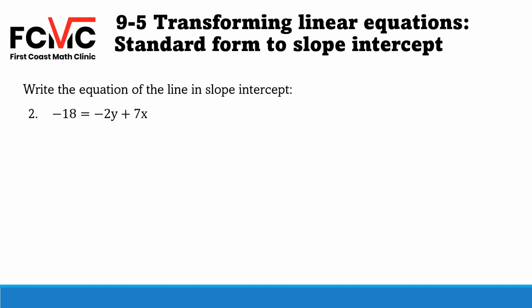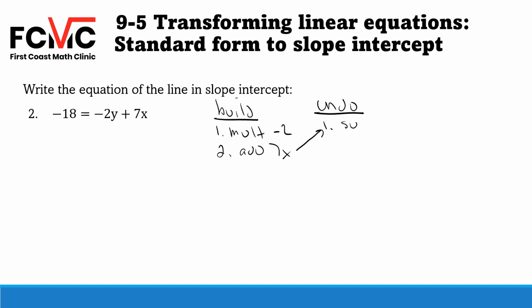For number 2, we've got negative 18 equals negative 2y plus 7x. Again, we want to isolate that y. We want to get the y by itself. For our build, what's happening to the y? First, we're multiplying by negative 2. Then we're going to add the 7x. For our undo, let's start with the adding 7x. Let's undo adding 7x and subtract 7x. Then, undoing multiplying by negative 2, let's divide by negative 2.